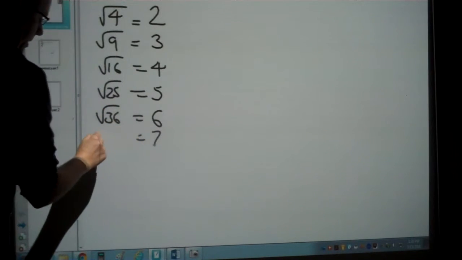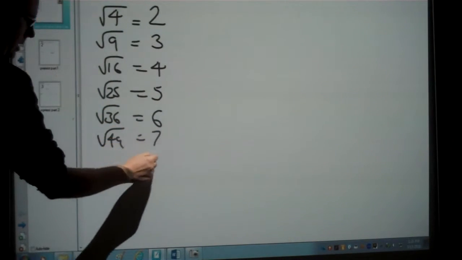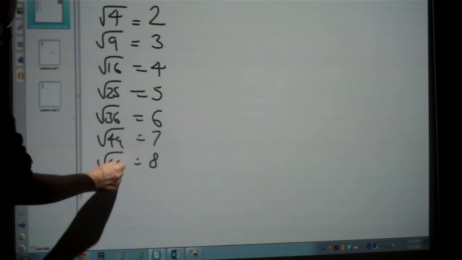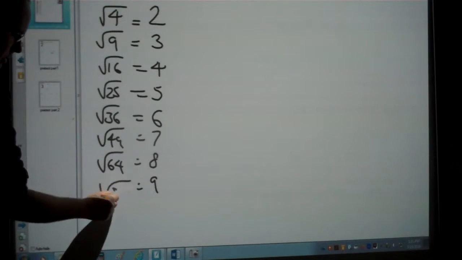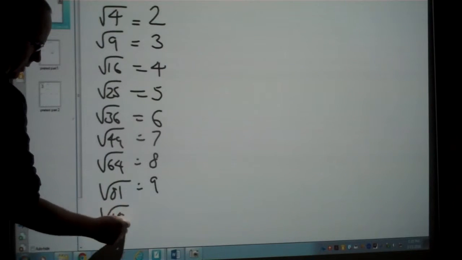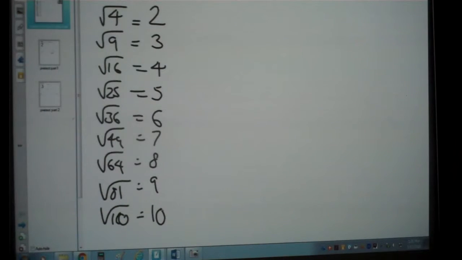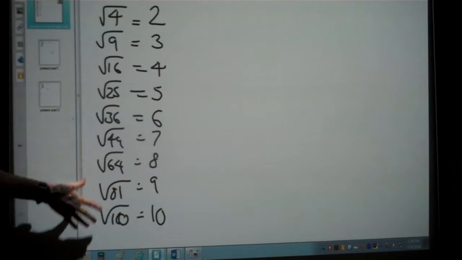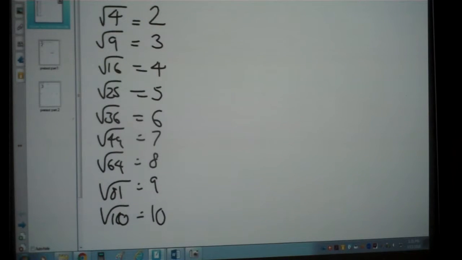And I normally go up to 10 for this. And if you're not sure of any of these, then you should just be using your calculator. And the square root of 100 is 10. Because these are the numbers that we're going to be using when we try and simplify our radicals later.